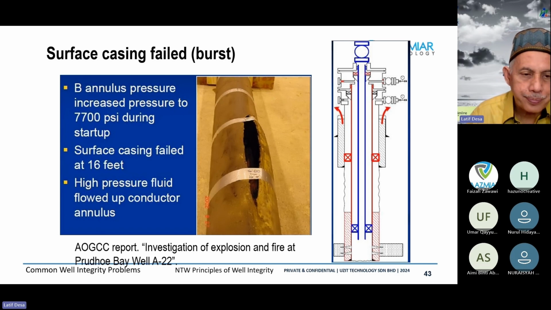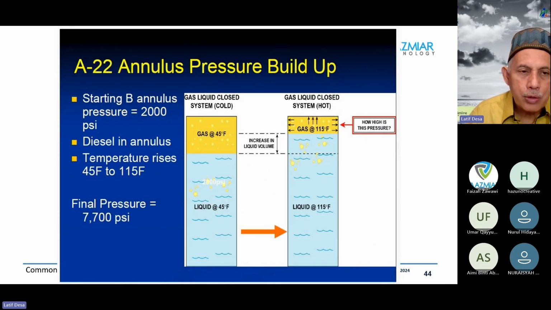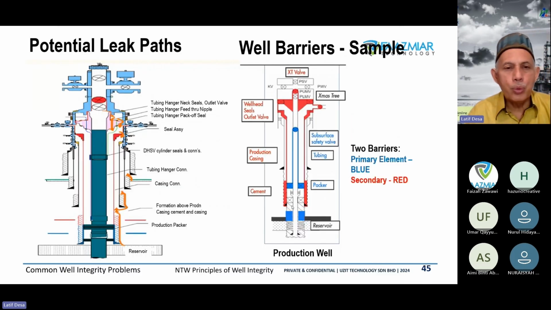Okay, now annulus pressure, I think that's what is being described to show the impact of the annulus pressure from 2,000 psi, because the pressure temperature rises from 45 to 115. Then it creates expansion of liquid pressure, because 7,700 bursts the casing. Okay, now we go to what are the potential leaks in the wellbore.